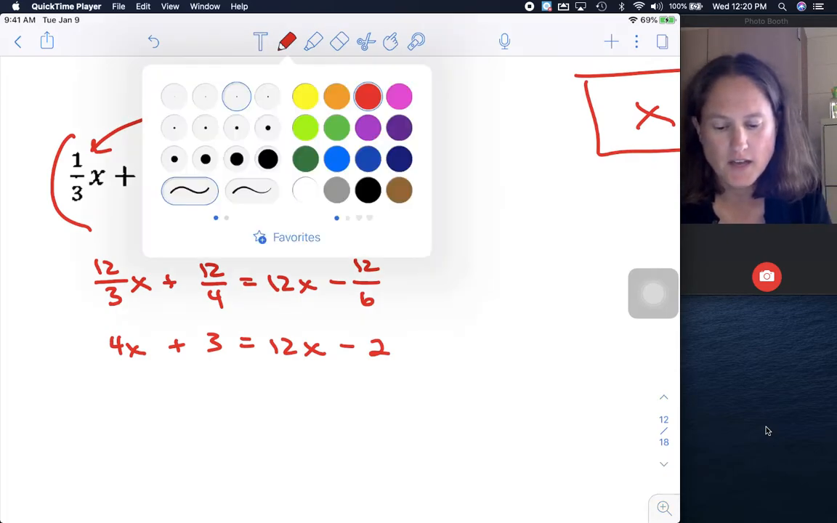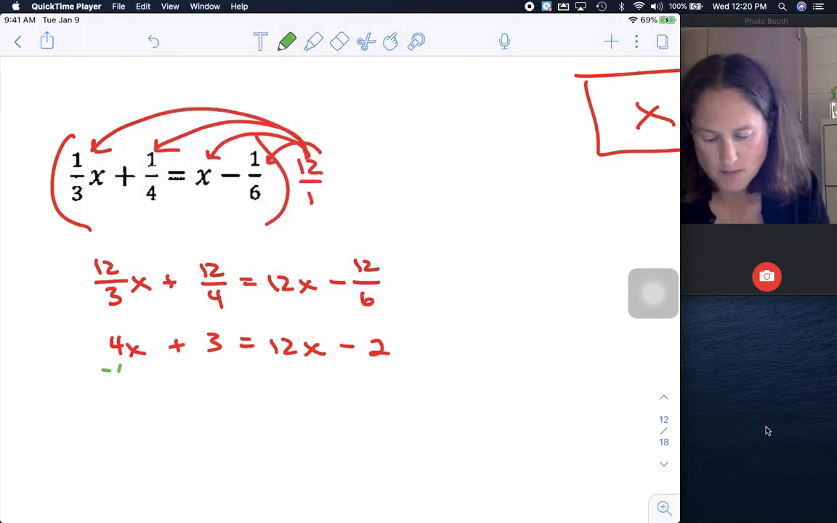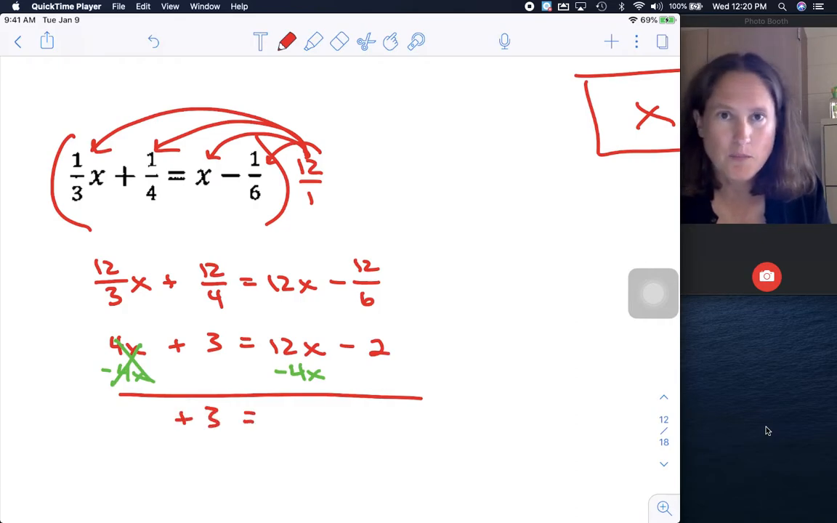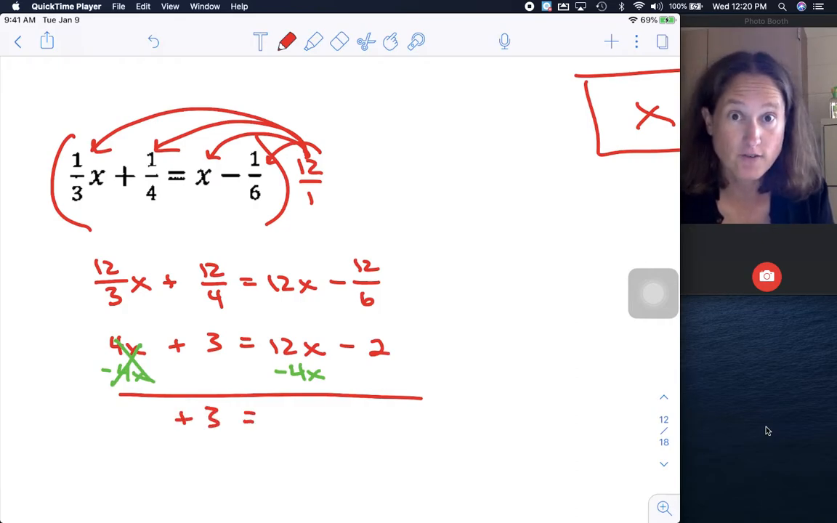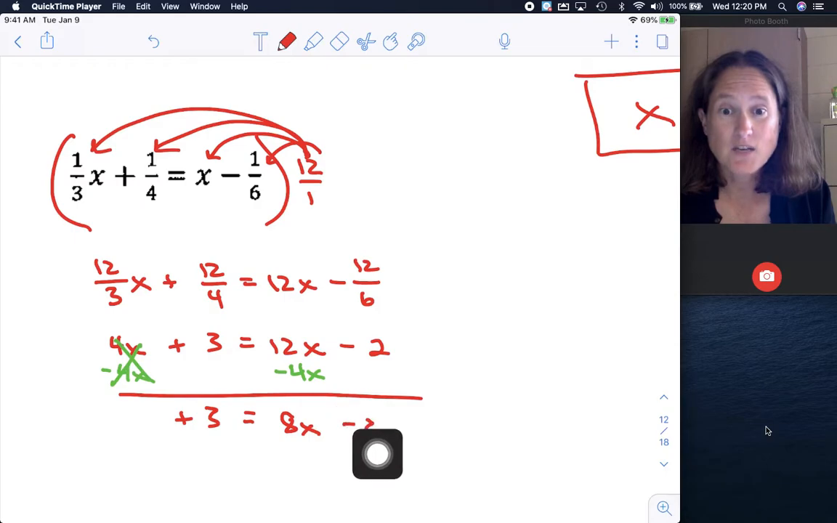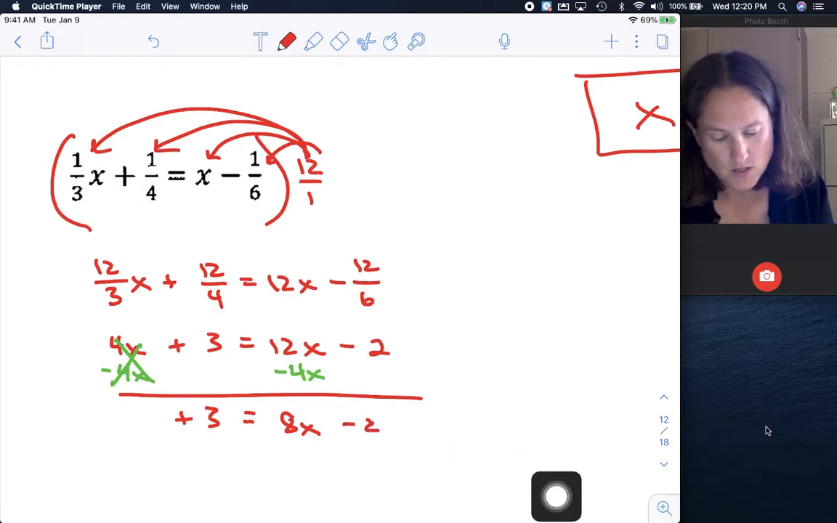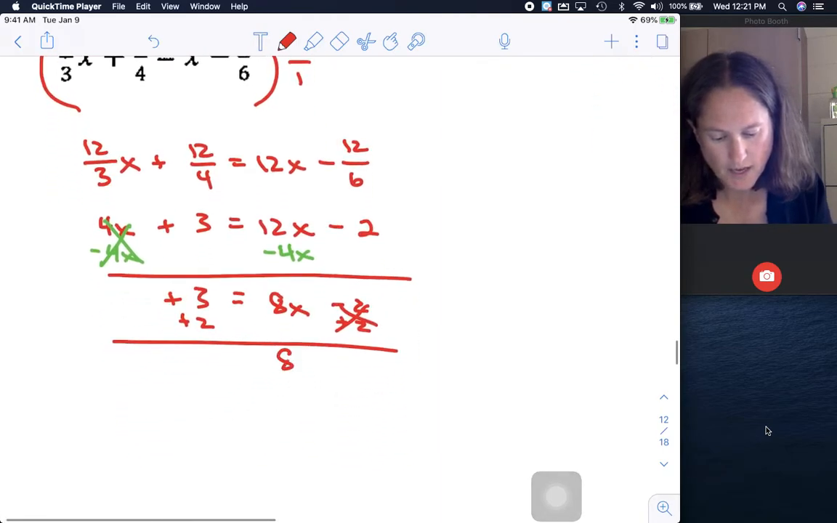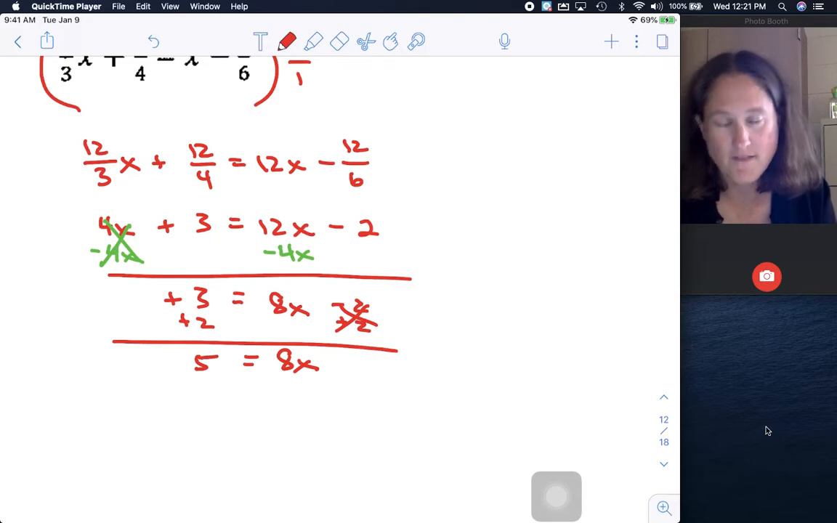But remember, we have to get our like terms on the same side. So I would go ahead and subtract 4x from both sides. Since it's a positive, I'm going to subtract. I get only 3, and it's a positive 3, so if you want to put that plus there, absolutely. If it's a negative, you have to, but for plus, you don't have to. 12x minus 4x is 8x minus 2. Since I have my x's over here on the right side, I need to get rid of this minus 2. So to get rid of that minus 2, I'm going to add 2 to both sides, and that becomes 8x on the right and 5 on the left.